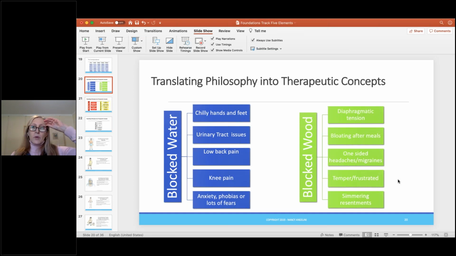One-sided migraines or headaches: the left side of the body is gallbladder and the right side is the liver, ish, so they'll have them and they can be quite intense. They'll be frustrated and have a temper. It's not like they have a temper all the time. It might be fine, fine, fine, a little brusque, a little terse, and all of a sudden, ba-boom, right? Or they might have ba-boom, ba-boom, ba-boom, little tiny outbursts. So it could look any way like that.